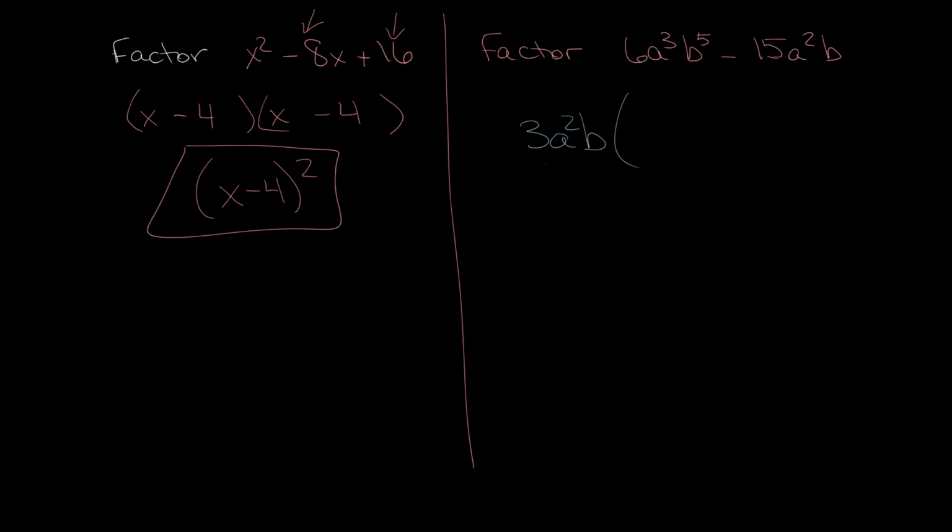So what do I need to multiply to 3a squared b to get 6a cubed b to the fifth? What do you need to multiply to 3 to get 6? 2. How many more A's do I need? I need 1 more A. How many more B's do I need? 4. Okay. Then I'm going to carry down that minus sign. What do I need to multiply to 3 to get 15? 5. How many more A's do I need? None. How many more B's do I need? None. So this is it.